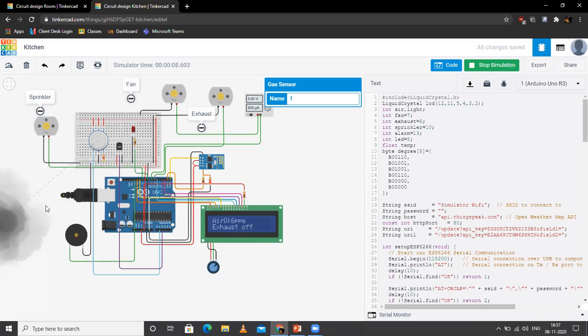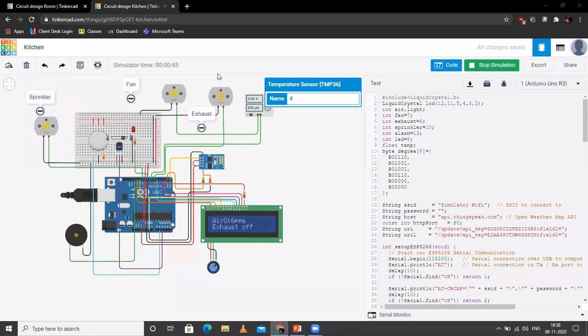Yeah, as you see, the exhaust is turned off. And right now, if we vary the temperature to more than 75 degrees Celsius, our system will detect fire. So it will make sure that the fan is on, and so the LED, as you see, is turned on and the buzzer will be turned on.